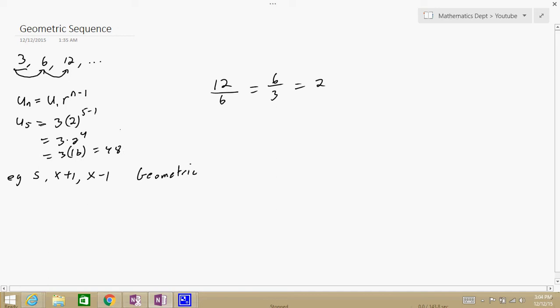A question that is common from IB is if you have something like this where you've got a geometric sequence where the first term is 5, the next term is x plus 1, and the next term after that is x minus 1. In order to solve these kinds of questions, you just have to realize that x minus 1 divided by x plus 1 is your ratio, and it's also equal to the ratio of x plus 1 divided by 5. When you have a question like this, you simply cross multiply. So 5 times x minus 1 is equal to x plus 1 times x plus 1. And then you just go about solving this question.